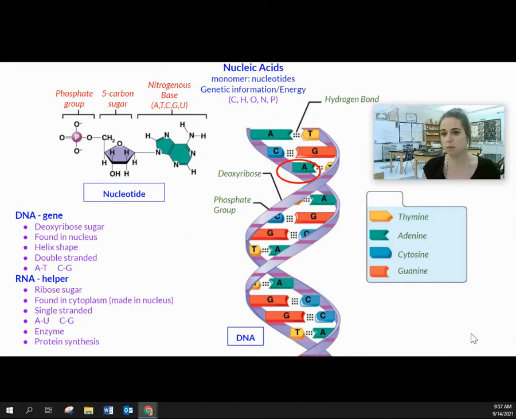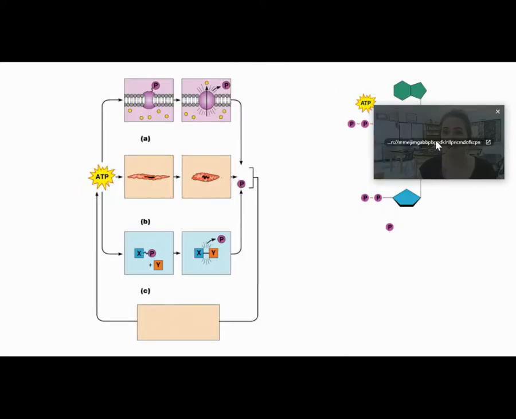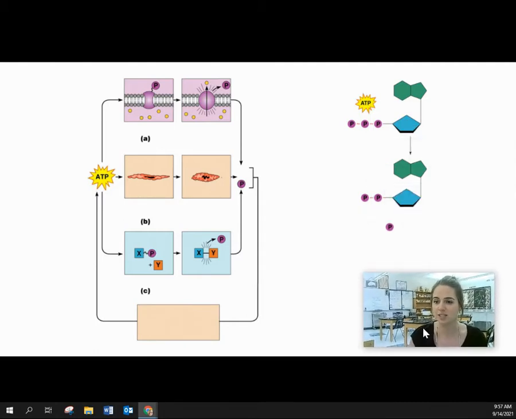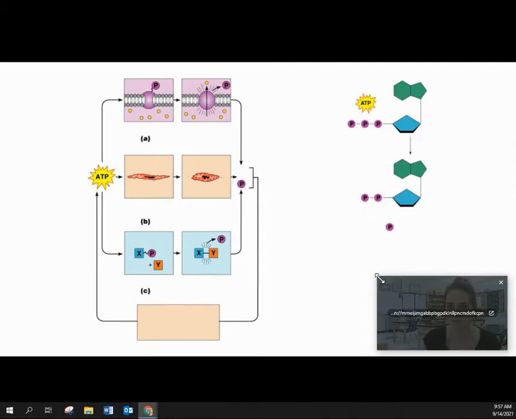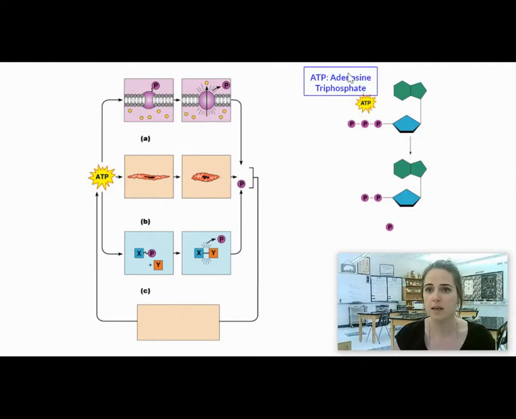Now we're going to scooch to the bottom of your page here and talk about our last guy, which is ATP. So ATP is pictured right here. The green, blue, and 3 purple dots is what ATP is. ATP stands for adenosine triphosphate. It's the A, here's the T, and that's the P that they refer to in the abbreviation.